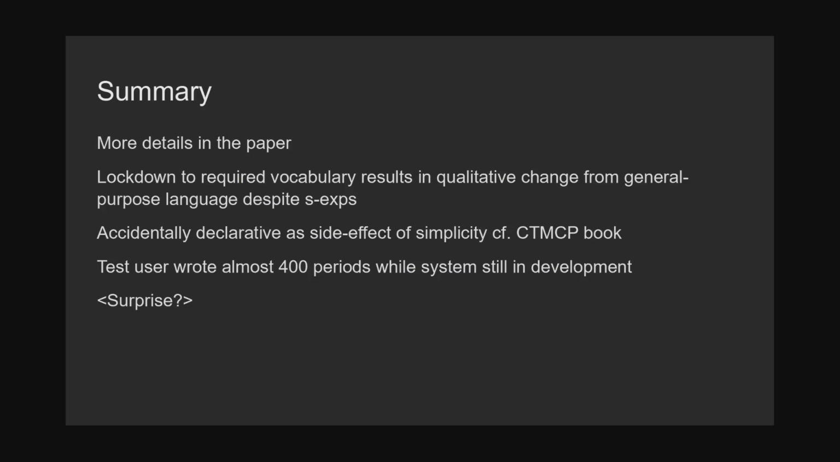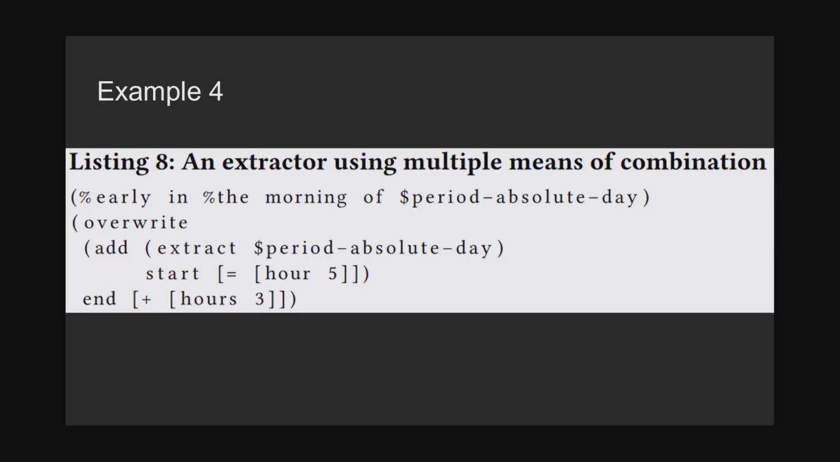In trying to make the thing simple, we sort of ended up with accidentally declarative design that matches the observations in Concepts, Techniques, and Models of Computer Programming, where Van Roy, I think, makes the case that declarative languages are the simplest in terms of language constructs at play. And the test user has written almost 400 pages while the system was still in development. And of course, as a nice surprise, all of these extractor examples are indeed written by the test user. That's it. Thank you.